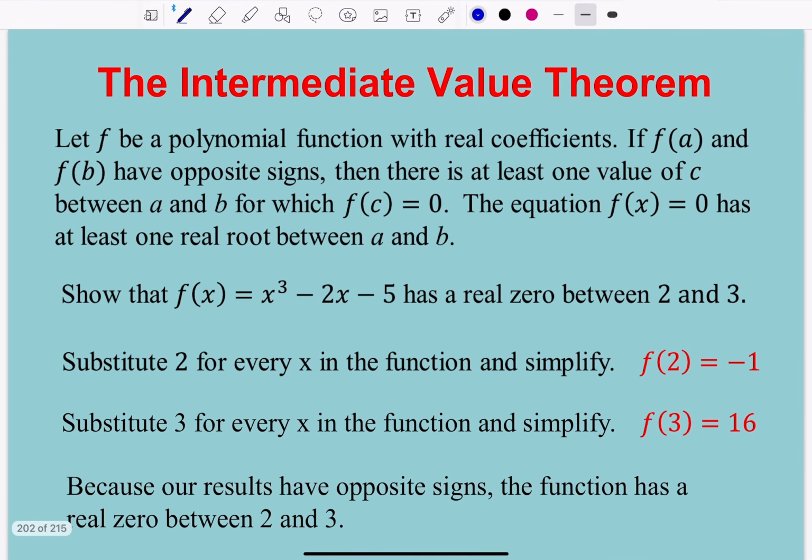Next, we're going to talk about intermediate value theorem. Intermediate value theorem says if f is a polynomial function with real coefficients, f of a and f of b have opposite signs, then there's at least one value of c between a and b for which f of c is equal to 0. Basically, it means, for example, I have this polynomial x to the third minus 2x minus 5.